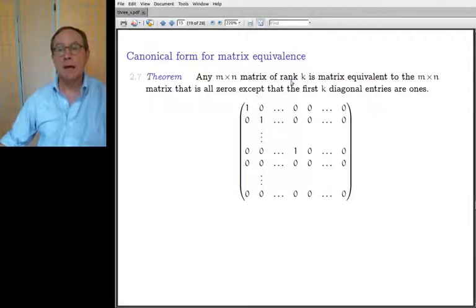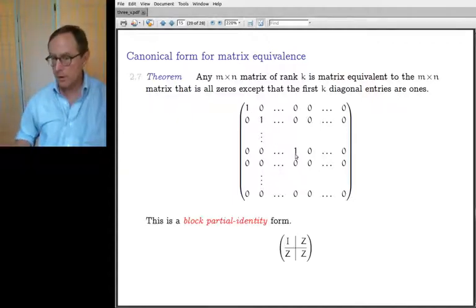So an m by n matrix of rank k, do you remember what rank k means? Do Gauss's method. When you're all done, there are k many non-zero rows. An m by n matrix of rank k is equivalent to one that is all zeros except for k many ones down the diagonal. And we'll call that a block partial identity. You can see that the upper left is a partial identity, and it breaks the matrix up into 4 blocks. The other 3 blocks are all zeros. The upper left is an identity matrix. It's only part of the matrix, but it's an identity matrix.